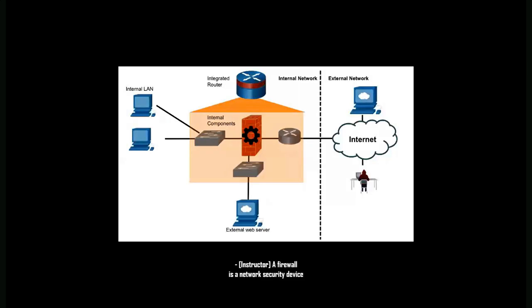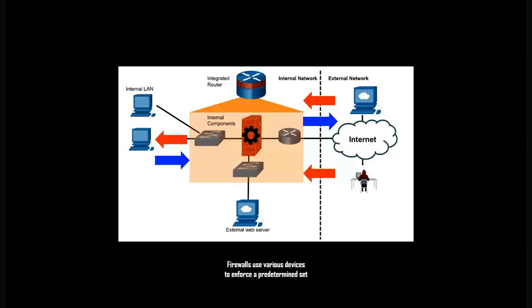A firewall is a network security device or software within a device that monitors and controls incoming and outgoing network traffic based on a predetermined set of security rules. An integrated router typically contains a switch, a router, and a firewall. The firewall acts as a barrier between a trusted internal network and an untrusted external network, such as the internet.